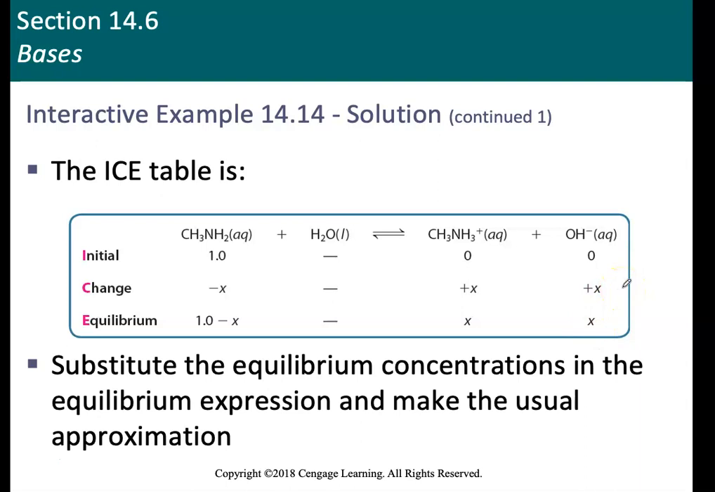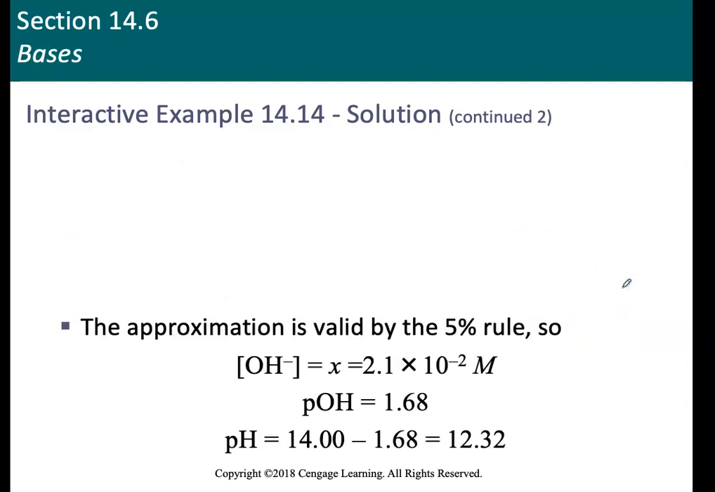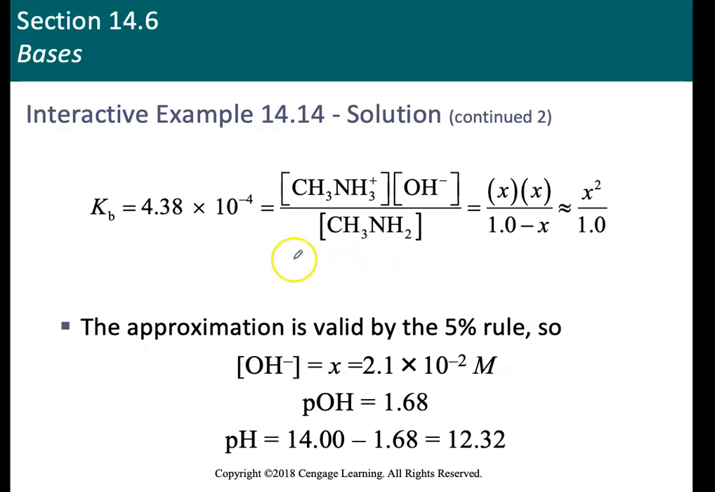Now we can substitute into the equilibrium constant expression. Kb is equal to 4.38 times 10 to the power of minus 4, and that is equal to x times x over 1 minus x. Now this is where we make that important approximation, that this term here is essentially equal to 1. Approximately equal to 1. So x is rather small, so you can make that approximation.